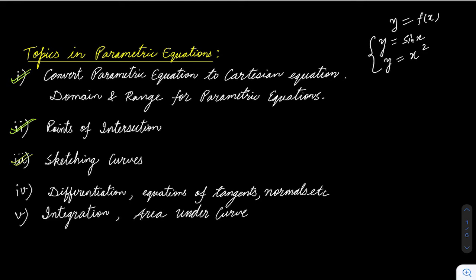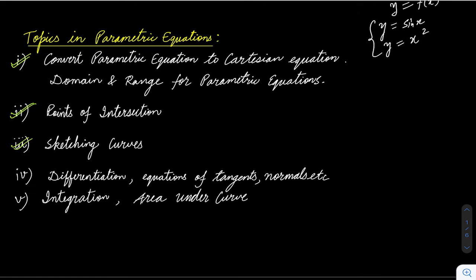The fourth is differentiation. In parametric equations, you are required to know how to find the derivative of parametric curves. And there might be some questions involving tangents and normals, the equations of tangents and normals for parametric equations. This topic we will complete in the differentiation chapter. When we study differentiation, there will be one section in which we will do the equations of tangents, normals and dy by dx for parametric equations.